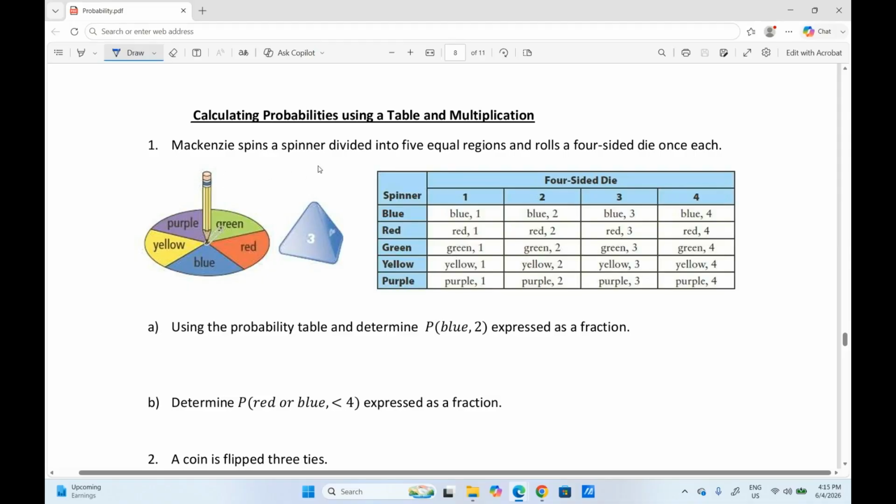Mackenzie spins a spinner, which is divided into 5 sections here, and also rolls a 4-sided dice once each. So here they have a sample space table for you. They have the spinner, which has these 5 colors: blue, red, green, yellow, and purple, and a 4-sided dice with these numbers 1, 2, 3, and 4. So this sample space table just shows all the events that could happen.